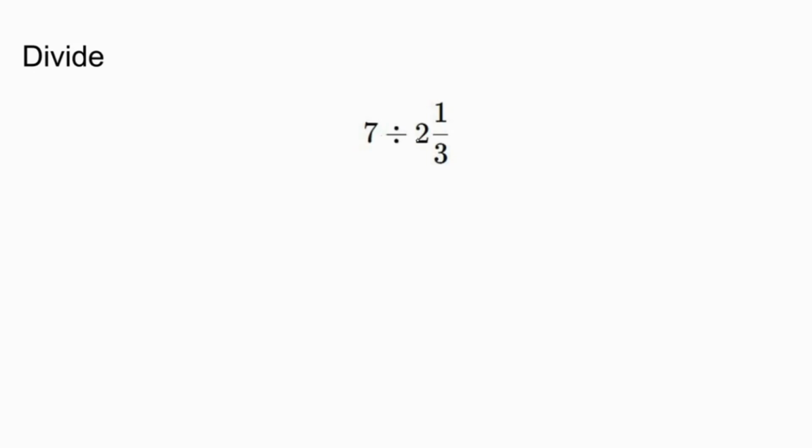Divide 7 divided by 2 and 1/3. Whenever I do a whole number divided by a mixed number, the first thing I want to do is turn them both into improper fractions. How do I turn a 7 into an improper fraction?